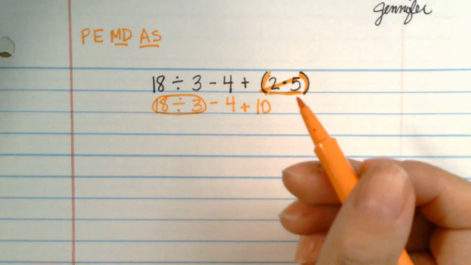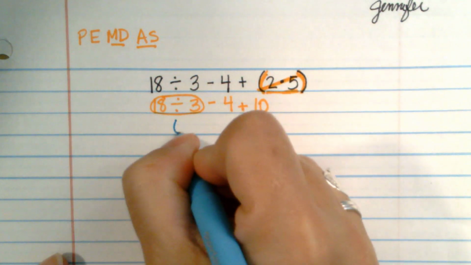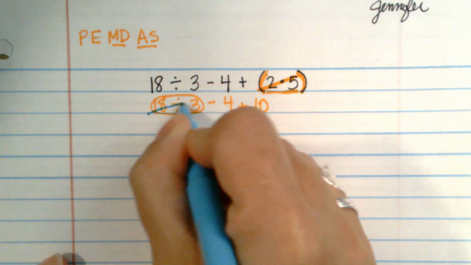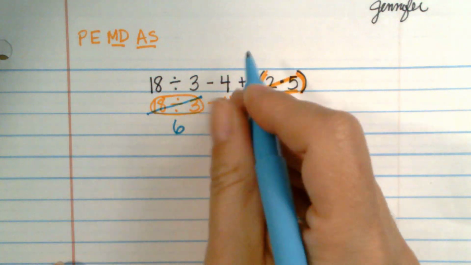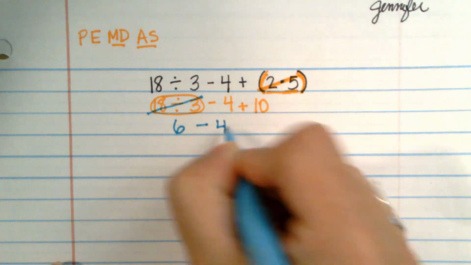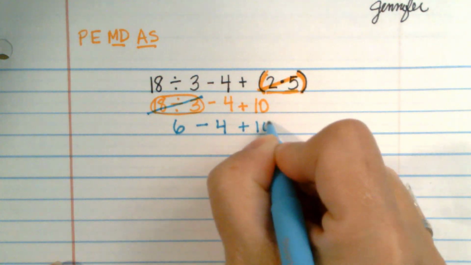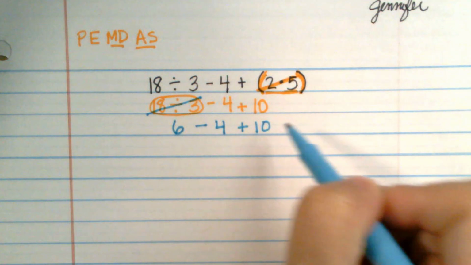What is 18 divided by 3? 18 divided by 3 is 6. I'm going to mark those three things out, 18 divided by 3, I've done it, and bring everything else that I have left down. So now my problem has shrunk to 6 minus 4 plus 10.